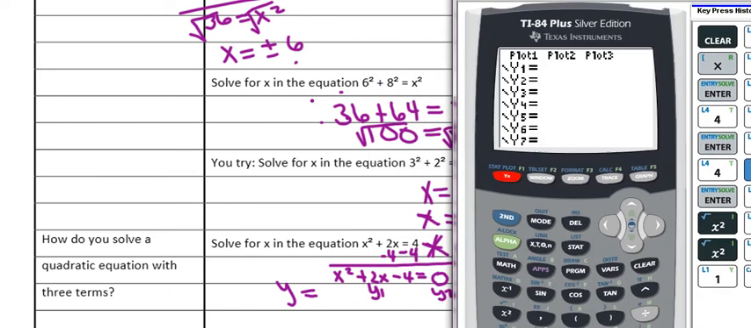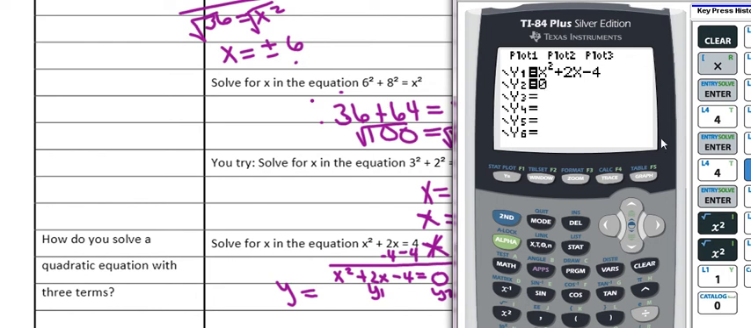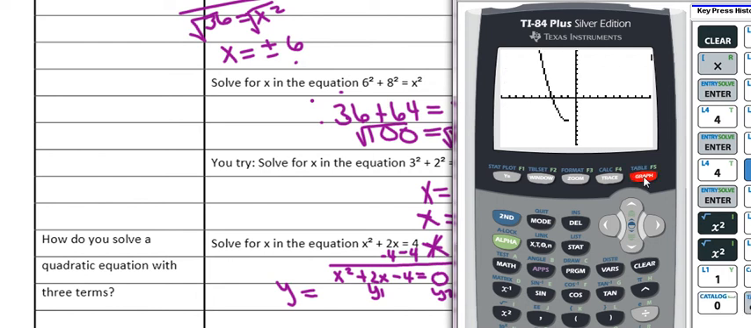The first half, x squared plus 2x. So here's x right here. Here's the squared button, plus 2x minus 4. That goes in y1. Press enter. 0 goes in y2. And then you would graph it.